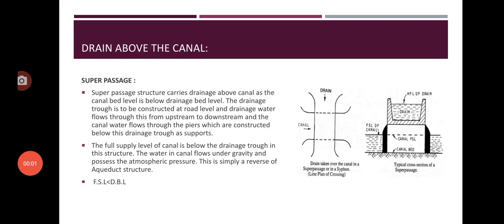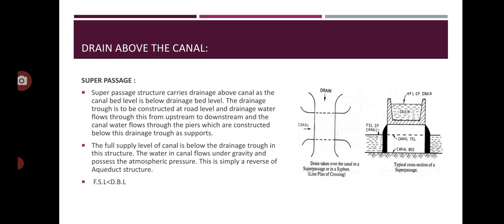Hello students, we are seeing about the cross drainage works that are constructed at the intersection of the natural drain and the canal water. In the last session we saw about the aqueducts, that is, the canal constructed above the natural drainage. Now we are going to see the drain that occurs above the canal. We will see how they construct the canal below the drain.